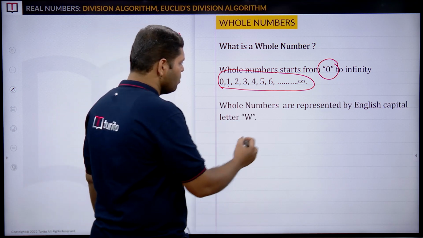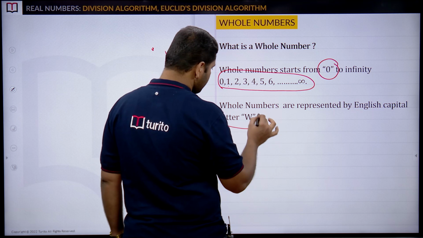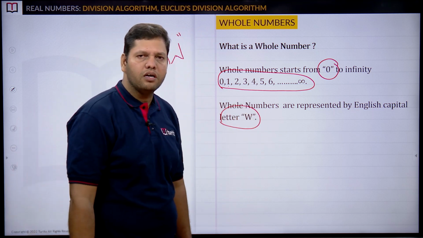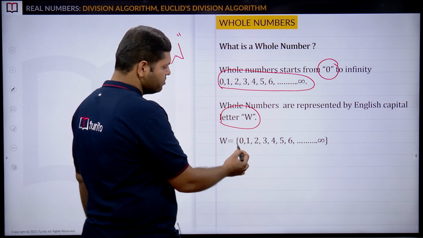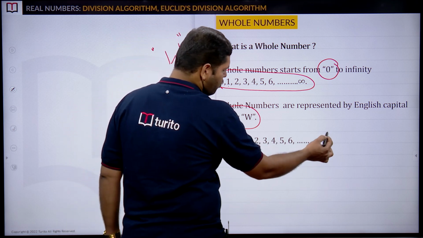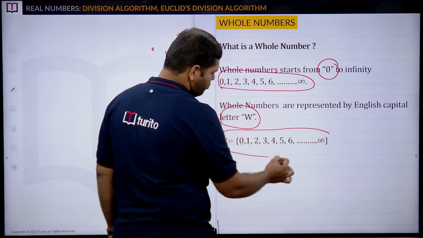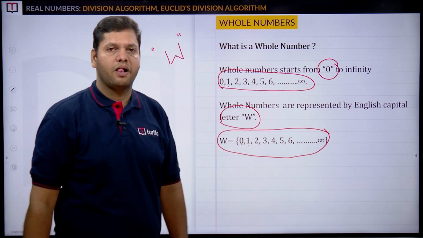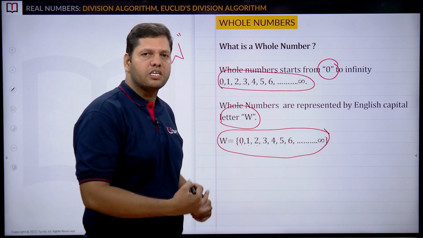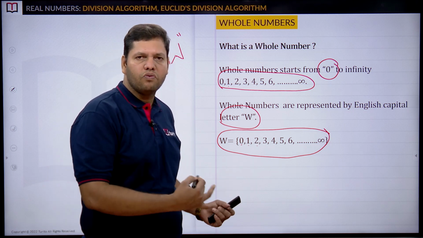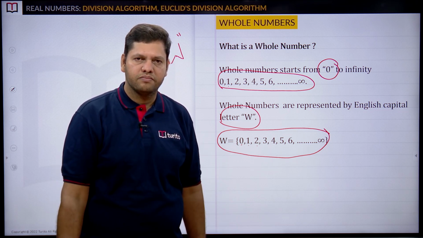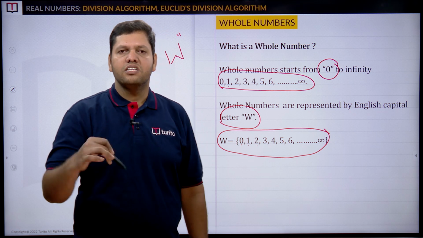See, the whole numbers are represented by what? The English capital letter, the capital W. Okay, so we can write W is equal to 0, 1, 2, 3 and so on to infinity. So W is nothing but the set of whole numbers. These start from 0, 1, 2, 3 and so on to infinity. Clear, children?